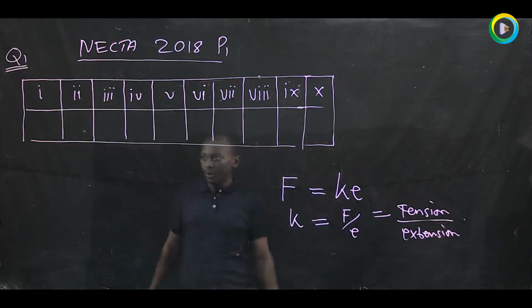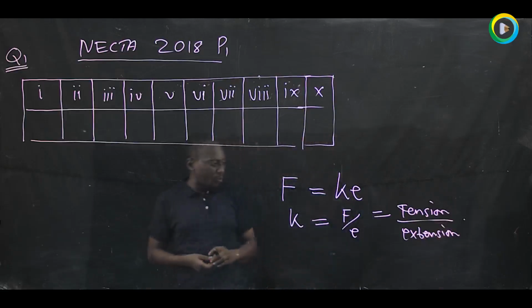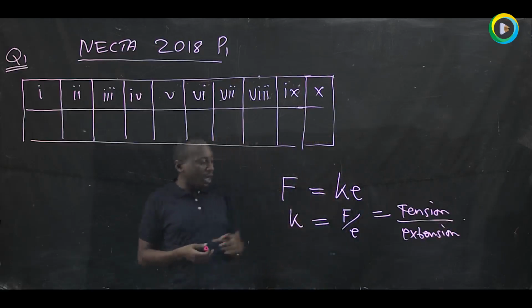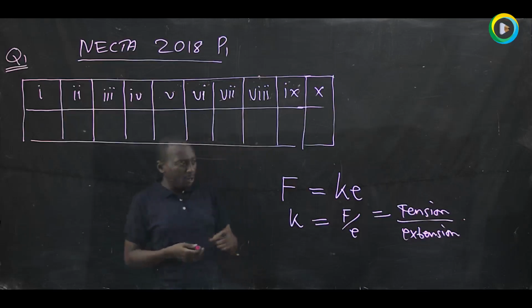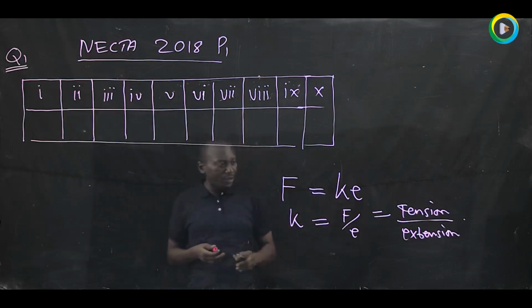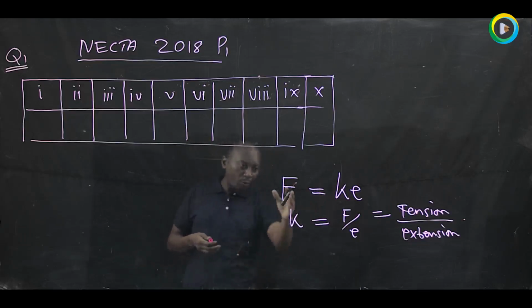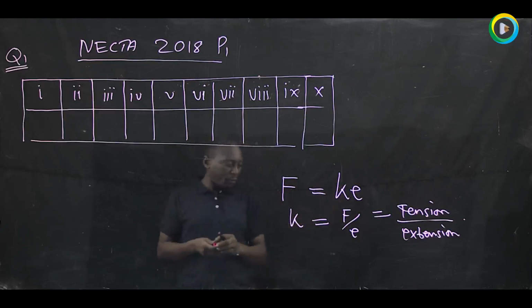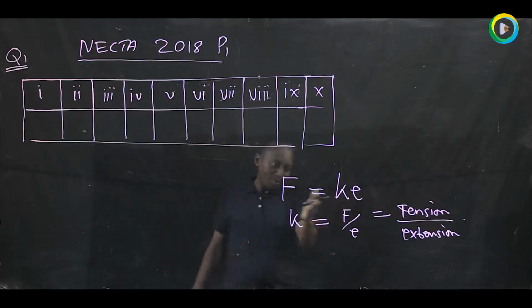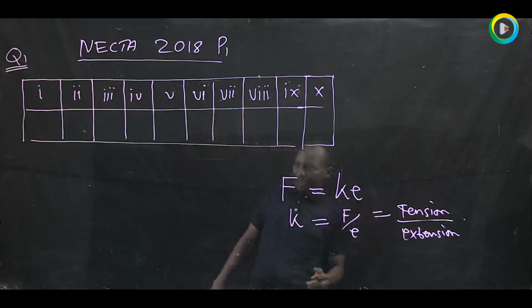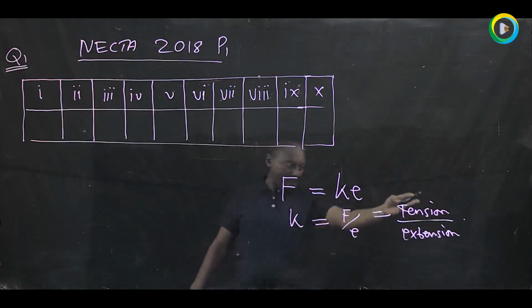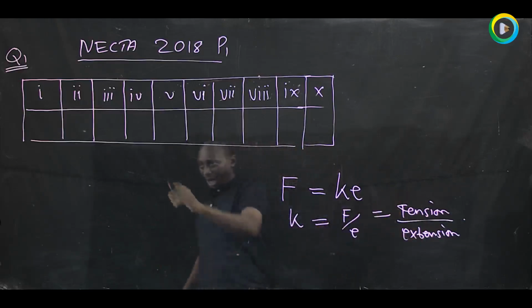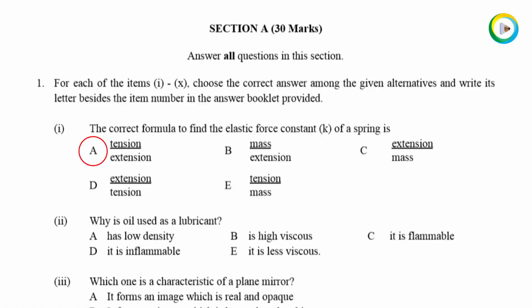The correct formula to find the elastic force constant K of a spring is obtained from Hooke's law. And Hooke's law says that force is equal to a constant times extension. Or you can say, provided the elastic limit is not exceeded, the extension of an elastic body is directly proportional to force, or force is directly proportional to extension. If you divide by E both sides, K is obtained from this relationship. And therefore, K is tension divided by extension. As we can see over there, tension divided by extension is A. Our answer here is A, tension divided by extension.